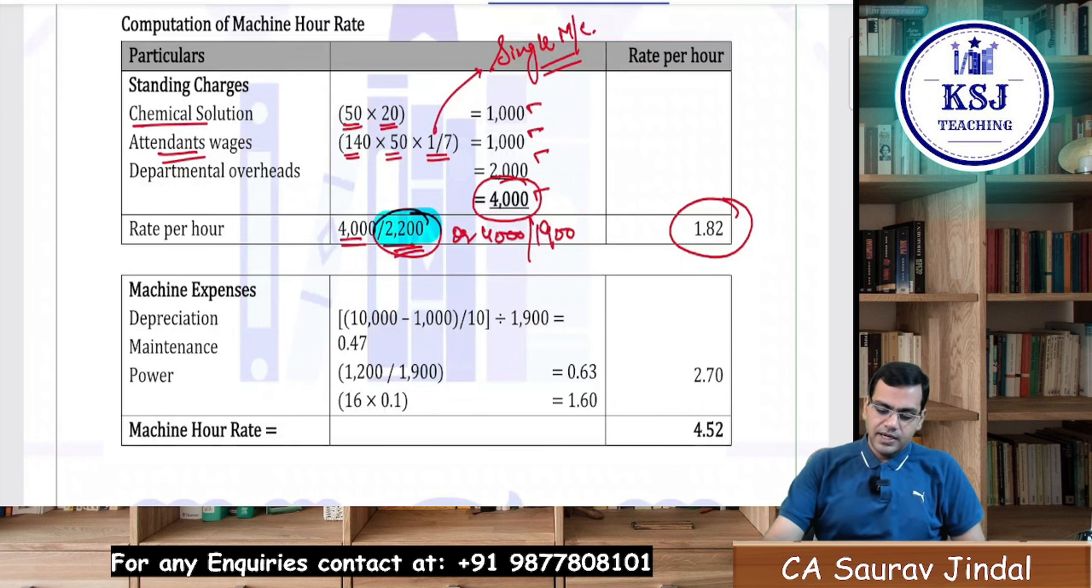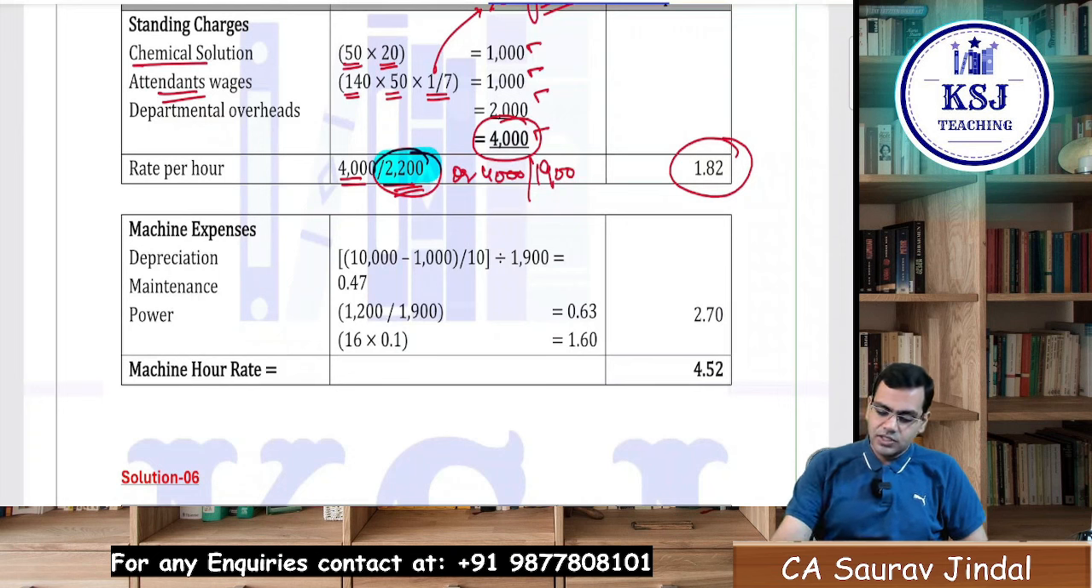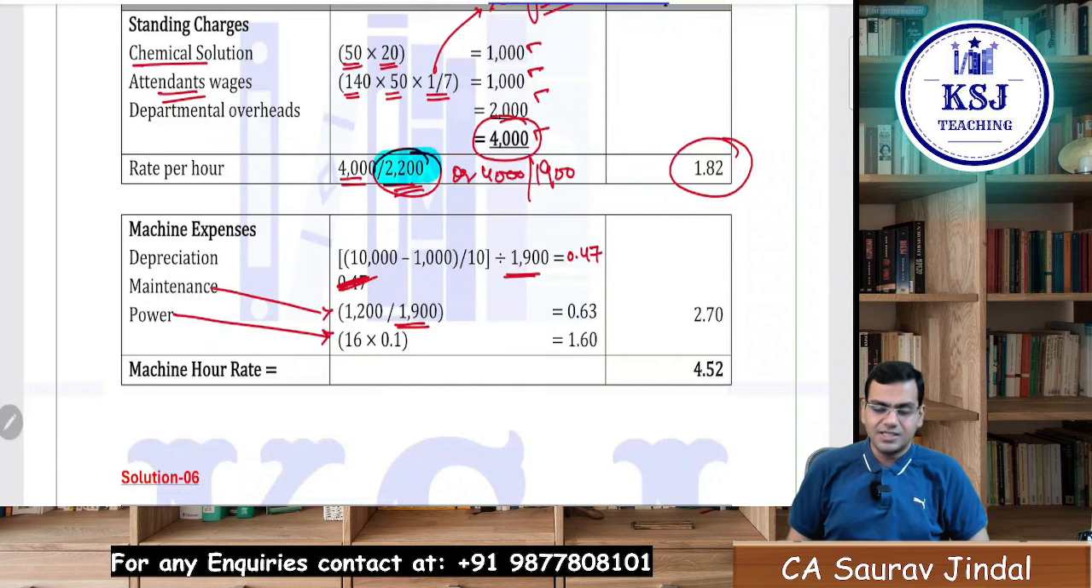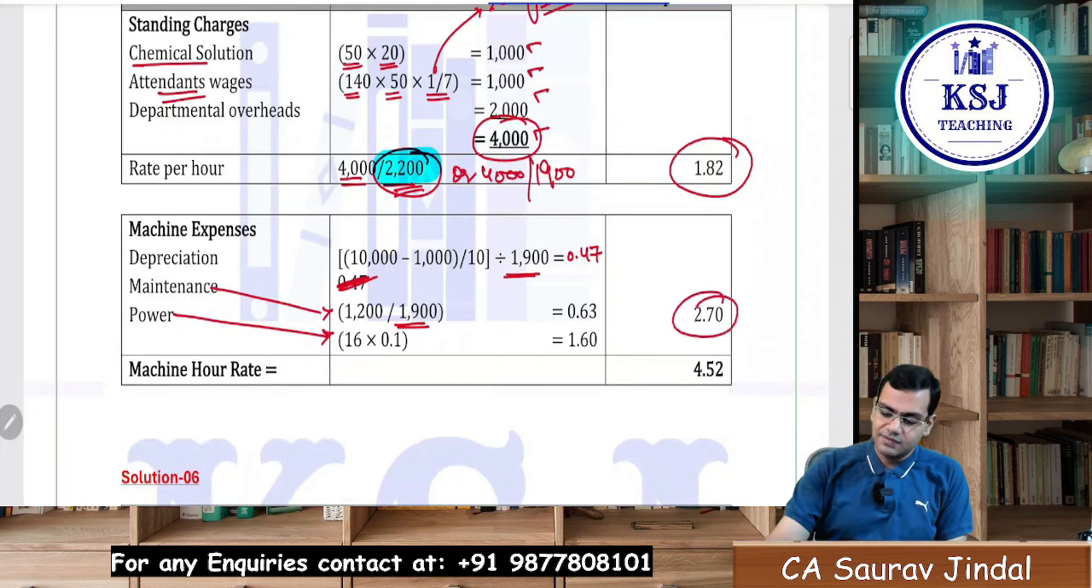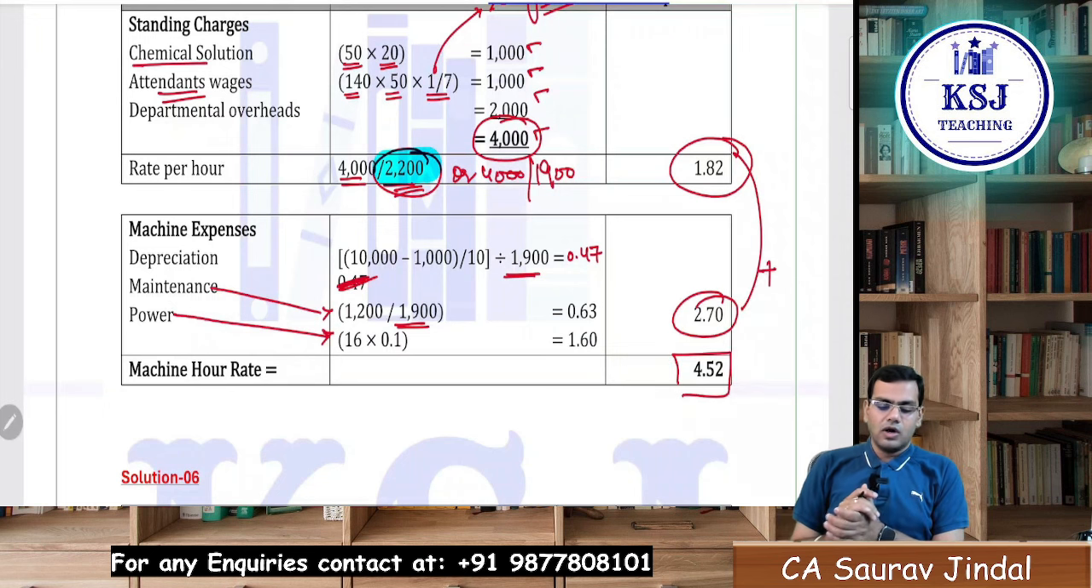Okay. Then the machine expenses are, depreciation is there. We have already calculated, sir, 0.47 divided by 1900. So this 0.47 is for depreciation. Maintenance is this 1200 divided by 1900, and power consumption is given 16 units per hour at 10 paisa per unit. So 1.6, total 2.70. Total machine hour rate, that is fixed plus variable or the machine expenses, that will give you the total machine hour rate. Clear?